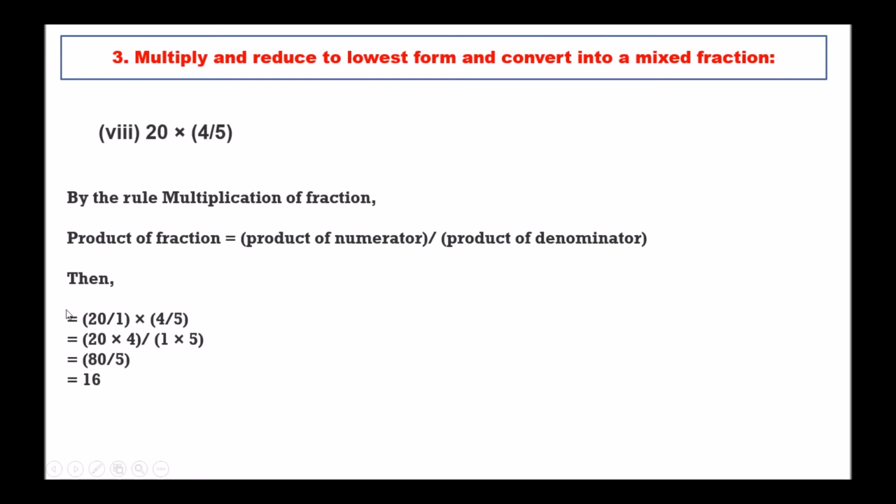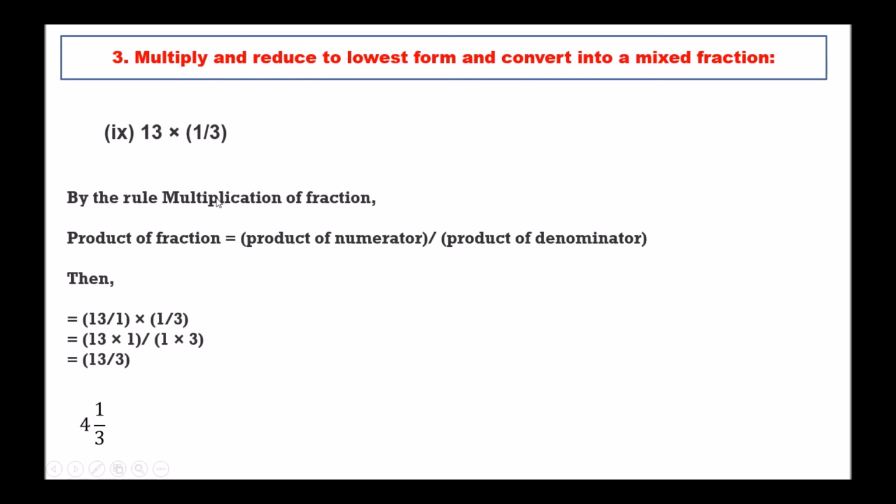20 and 4 by 5. So 20 into 1 into 4 upon 4 into 5. So 20 into 4 divided by 1 into 5. So 20 into 4 is 80 and 1 into 5 is 5. So 80 divided by 5, that is 16.